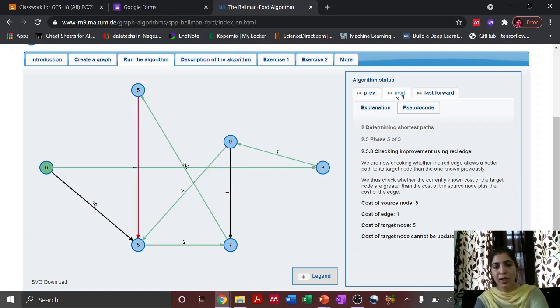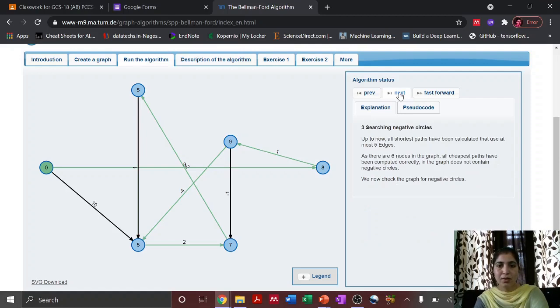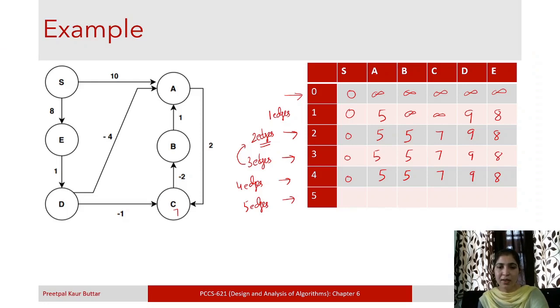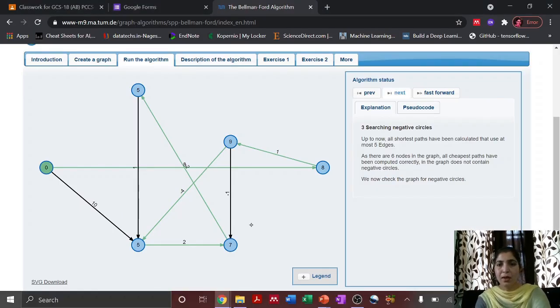Okay, so here also, in this 5th iteration, there were no updations. And this is the final shortest paths after running this algorithm by considering all the 5 edges in between.